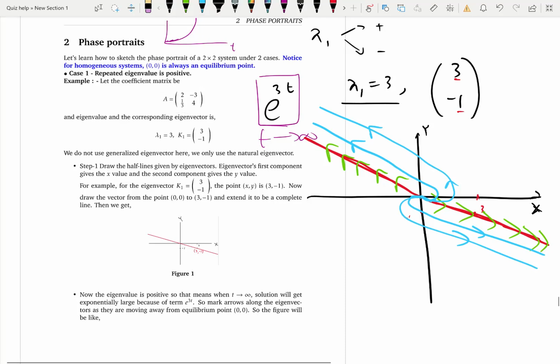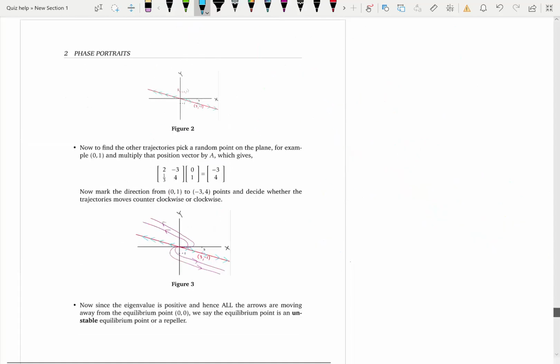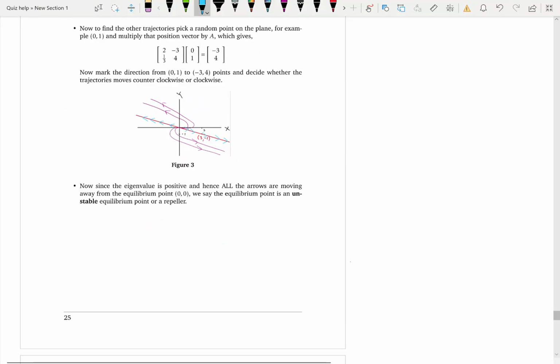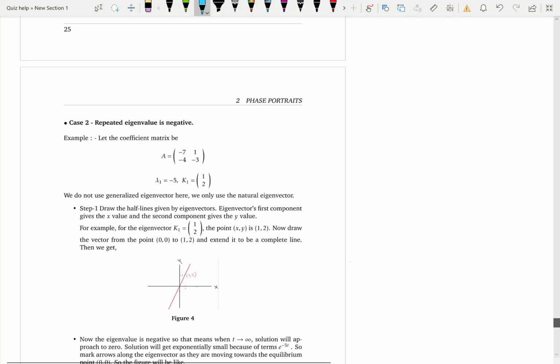Now then what can we say about this equilibrium point (0, 0), the origin? Is it stable or unstable? It's unstable, right? Because if you have a point right near the origin, as time goes on, it shoots away to infinity, right? So this is unstable. So this is an unstable equilibrium point. Now let's look at what happens when the eigenvalues are negative.